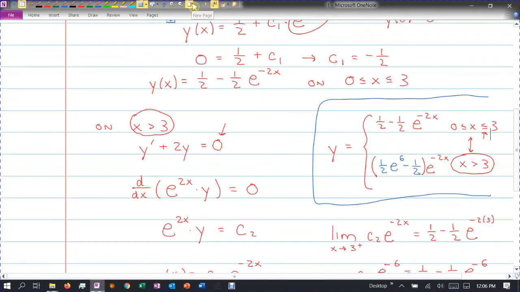Let's look at 56. I'm just going to follow the same sort of method here. For 56, we've got y prime plus y equals some function of x. Here we're told that this function of x is again piecewise. It's 1 and negative 1.